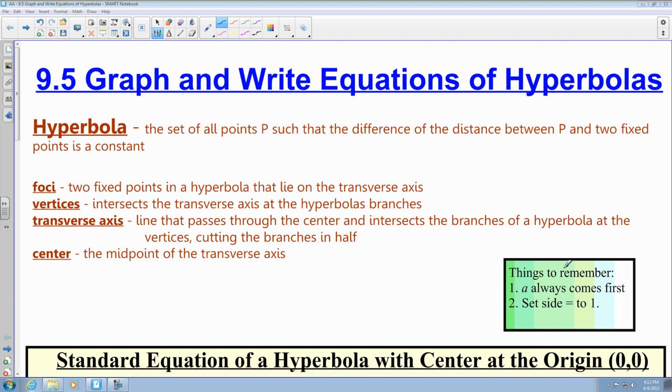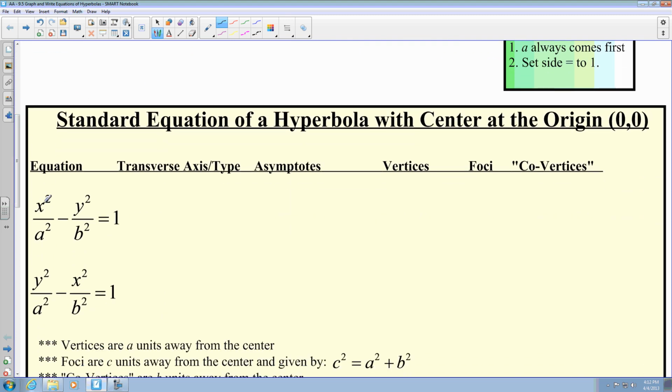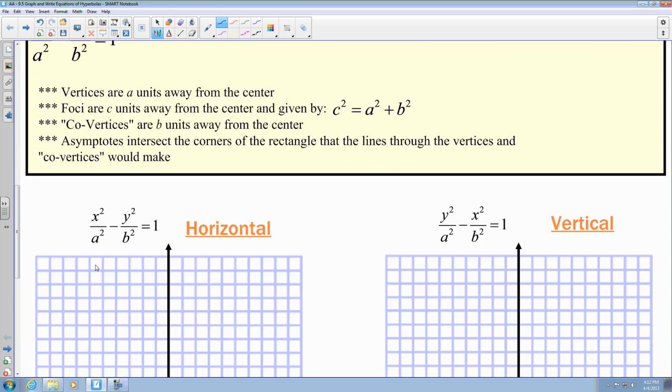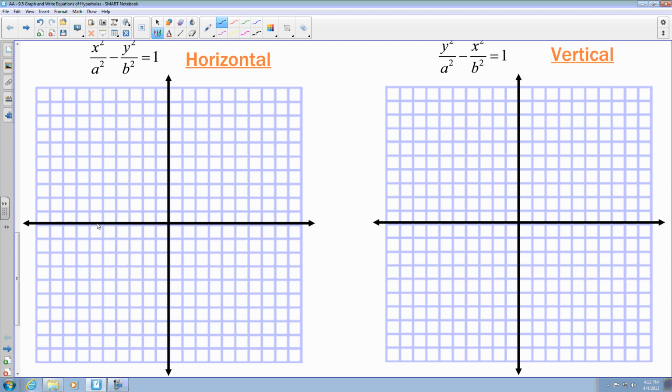One thing to note is that a always comes first when we're dealing with hyperbolas. What changes now is either the x squared is in front or the y squared is in front. So let's take a look at this first. This is x squared over a squared minus y squared over b squared equals 1, which is considered a horizontal hyperbola, and it looks kind of like this.